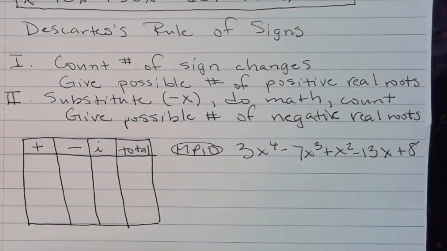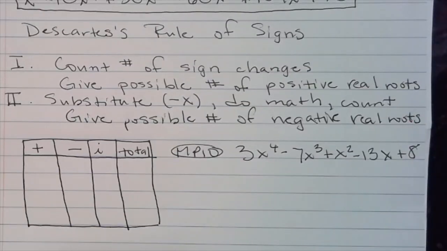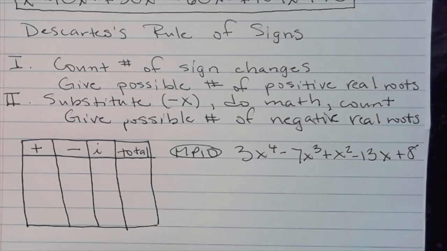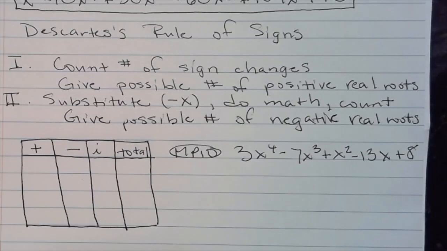Okay, so we're going to start on Descartes' rule of signs. It's on page 200 of section 4.6, and it's more of just a way to check yourself. So the book has a pretty good example. I'm going to do Monitoring 10, and I'm going to show you how to do this using a chart.